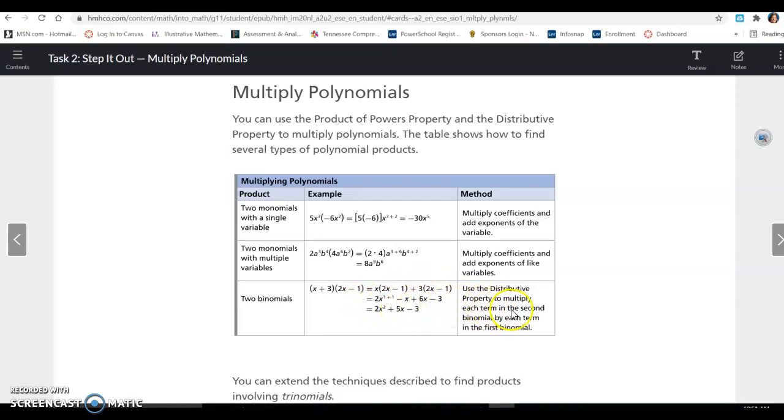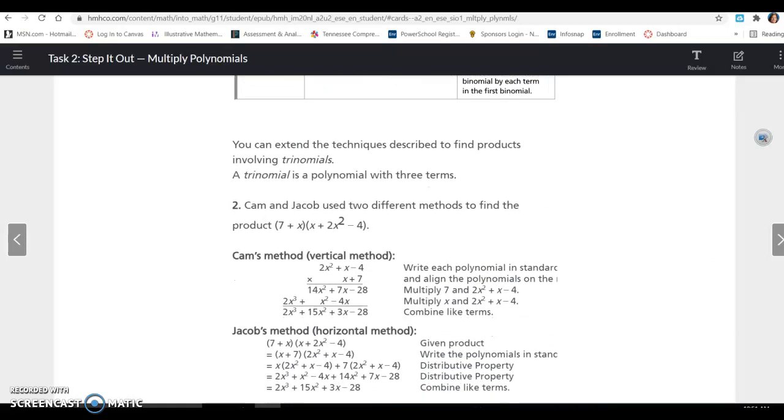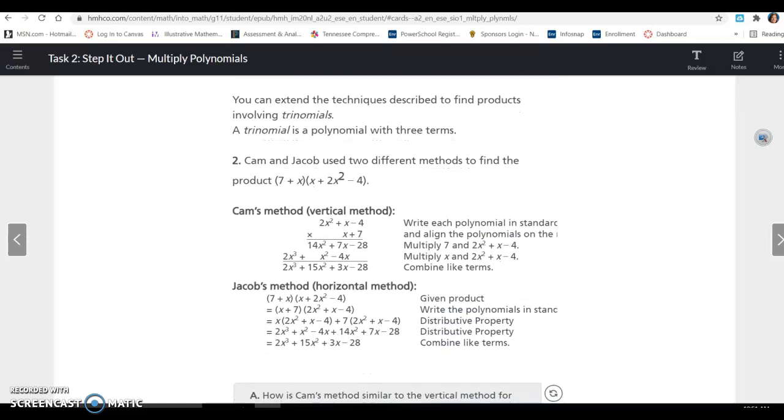So it says use the distributive property to multiply each term in the second binomial by each term in the first binomial. All right, it says you can expand the techniques described to find products of binomials, including trinomials. A trinomial is a polynomial with 3 terms. Cam and Jacob use 2 different methods to find the product. All right, Cam's method. So first he puts both polynomials in standard form. That way, when he gets to the end, it's already in standard form. So that just is very helpful.